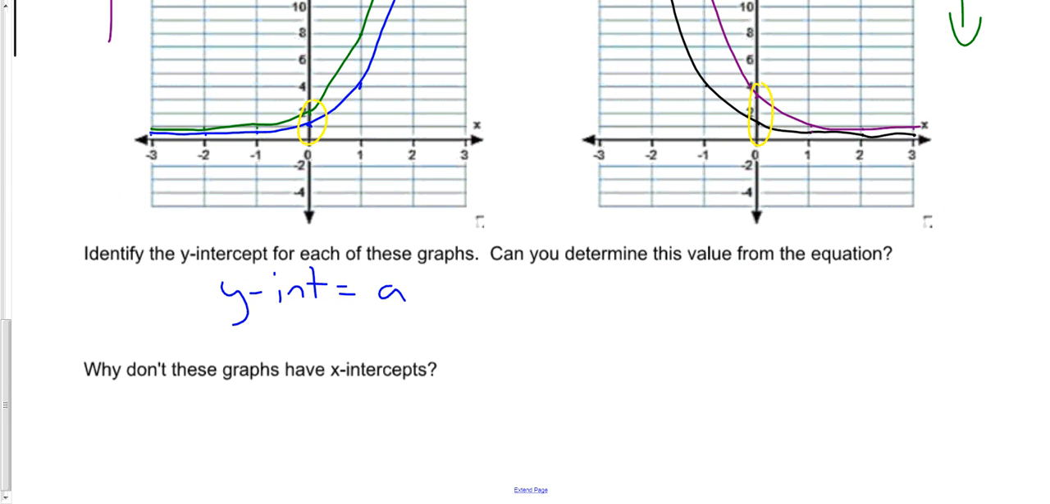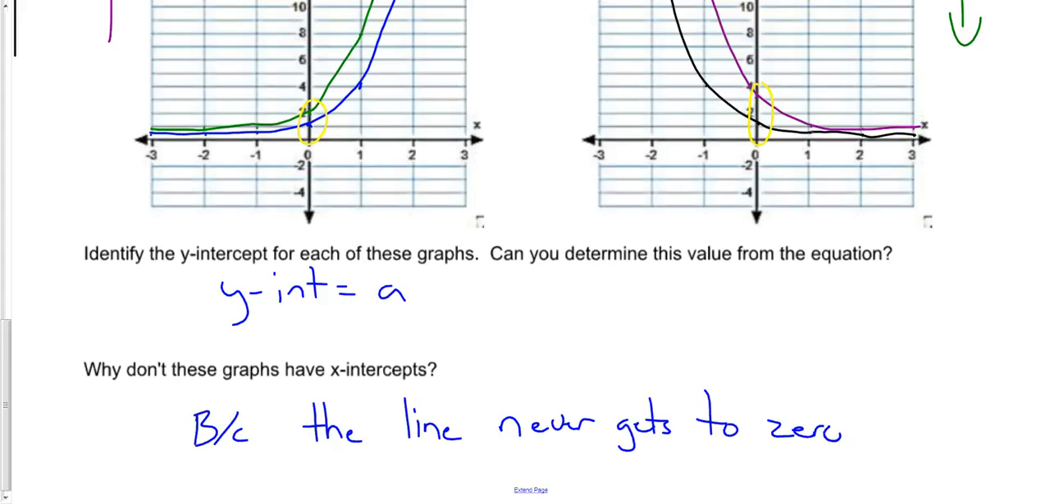Okay? So why don't these graphs have an x-intercept? And the reason is because the line, or the curve, never gets to 0. It just continues to get smaller and smaller and smaller and smaller, and it approaches 0, but it never actually gets to 0.